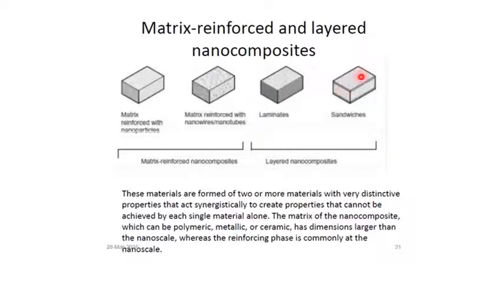Sandwiches may be present. The nanocomposite may be in the form of sandwiches: two layers of the same composition, with the middle layer of different composition. These materials are formed of two or more materials with very distinctive properties. This is about composites. Composites are made up of two or more materials. They have different properties that act synergistically to create properties that cannot be achieved by each single material alone. So when two materials of different properties are mixed together, they give a new property, and that new property cannot be achieved by any single material.